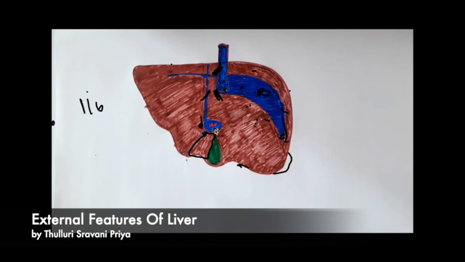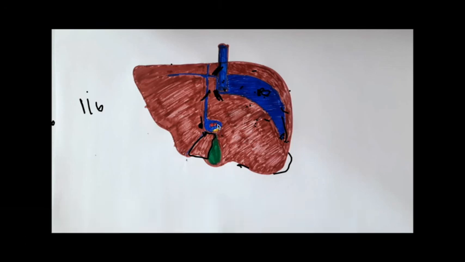Here we'll see only some structures which enter: the hepatic artery, portal vein and nerves. These are the structures which enter the liver through this hilum, the porta hepatis. Whereas the structures coming outside are the right and left hepatic ducts with lymphatics. These are the structures coming outside the porta hepatis.